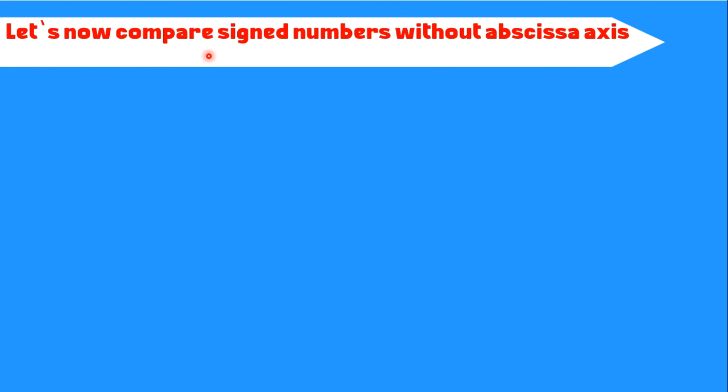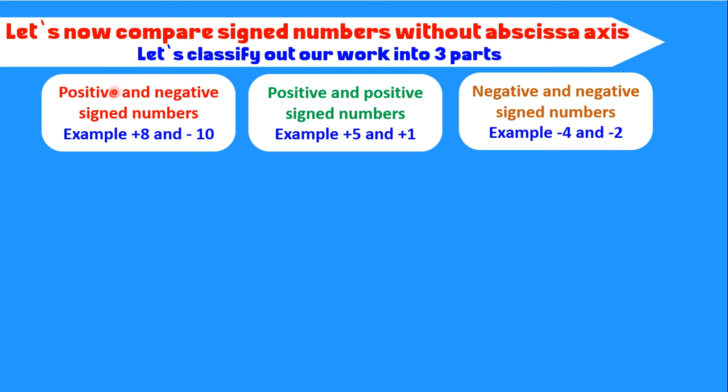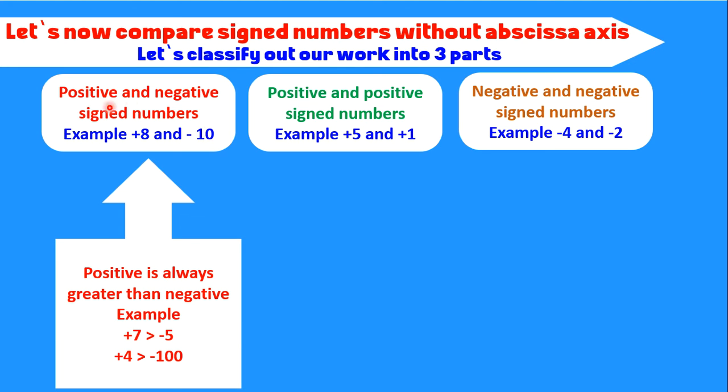Let's now compare signed numbers without an abscissa axis. Let's classify our work into 3 parts. Positive and negative signed numbers, as plus 8 and minus 10. Positive and positive signed numbers, as plus 5 and plus 1. Negative and negative signed numbers, as minus 4 and minus 2.